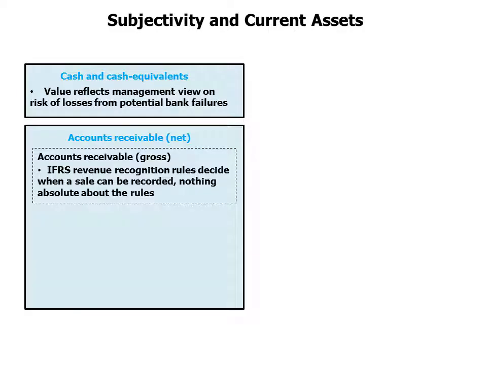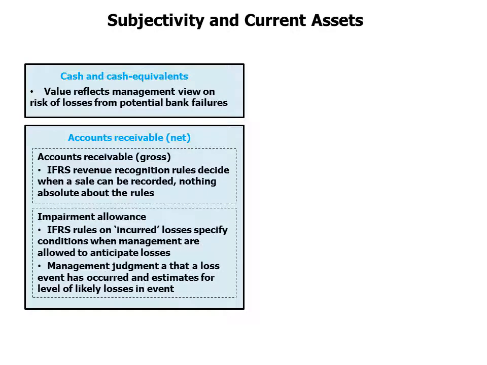And if we look at accounts receivable, the net figure comes from an accounts receivable gross figure, and this is based on IFRS revenue recognition rules, which decide when a sale can be recorded. There's nothing absolute about the rules. The IFRS rules are based on when goods are delivered, rather than when orders are received. There's no intrinsic reason why they should be based on delivery rather than order. That is what has been agreed as a standard, but it is a human decision.